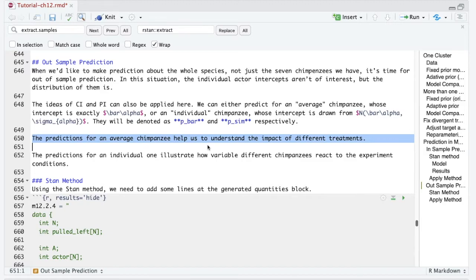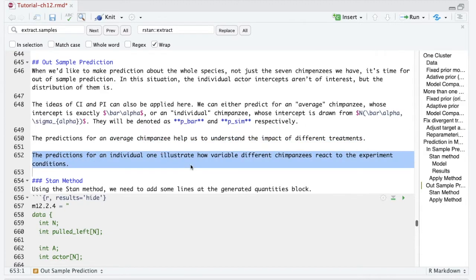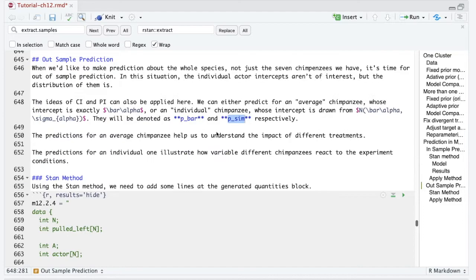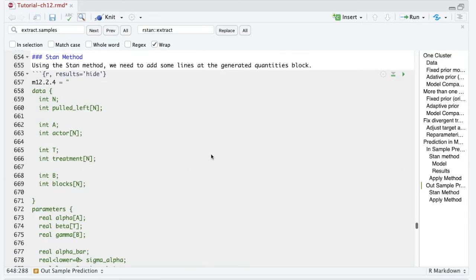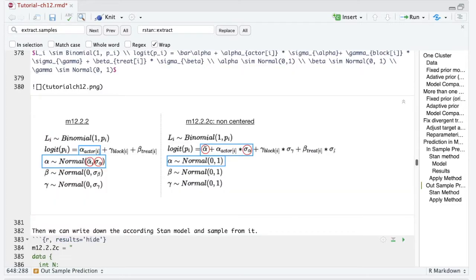Variation in the results is all from the treatment effect. However, the PI way of making predictions accounts for the individual differences between different chimpanzees. So it's always a good idea to include both ways of results in your out-of-sample prediction. I will call the CI prediction p bar and the PI prediction p sim, just for convenience. Both p bar and p sim can be estimated in either Stan's generated quantities block or the apply method. Let's begin with using Stan.